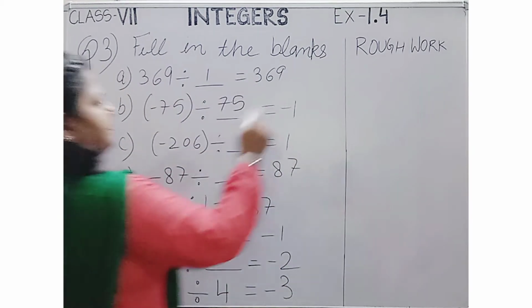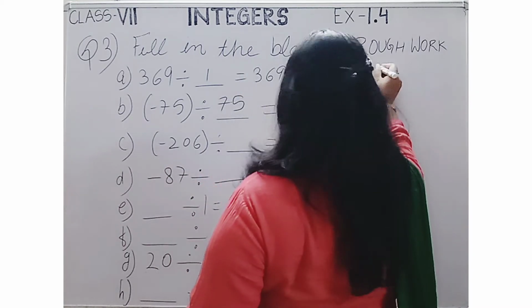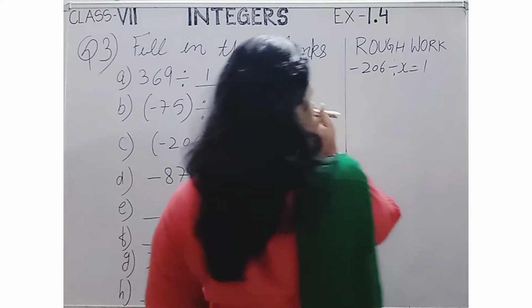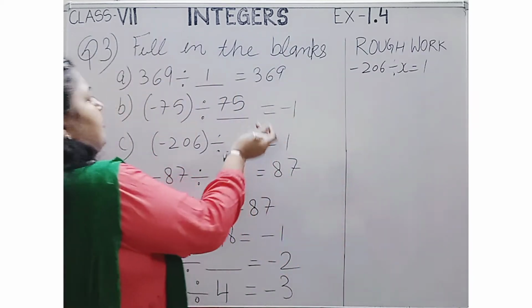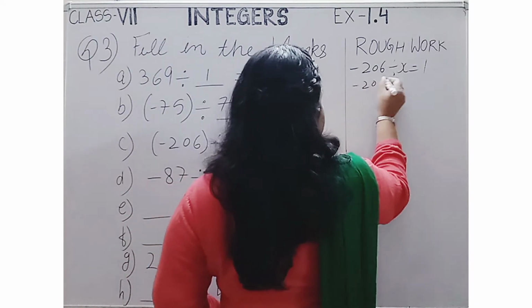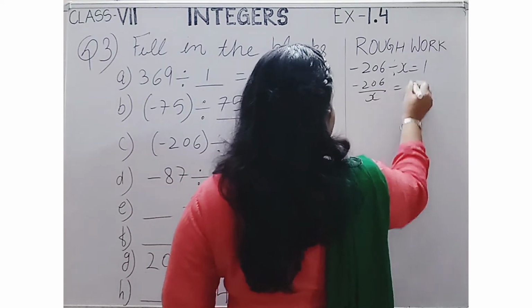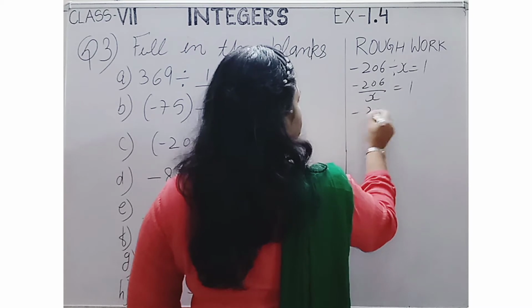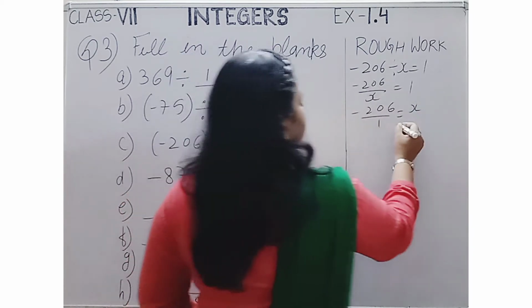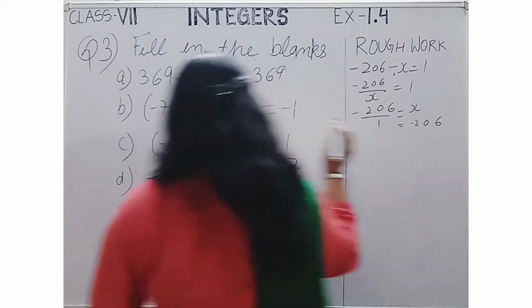C part, minus 206 divided by x equal to 1. I have already told you that we have to take the unknown number be x. So minus 206 divided by x equal to 1. Transpose, minus 206 upon 1 equal to x. So we get answer minus 206.